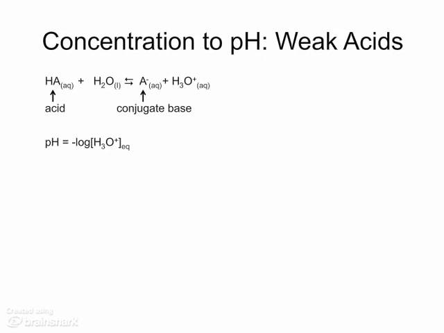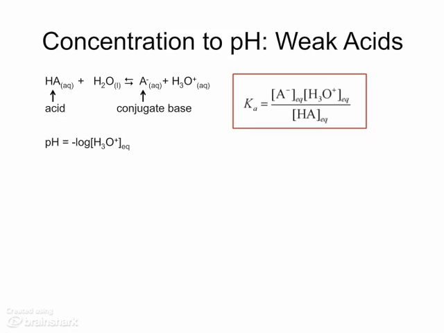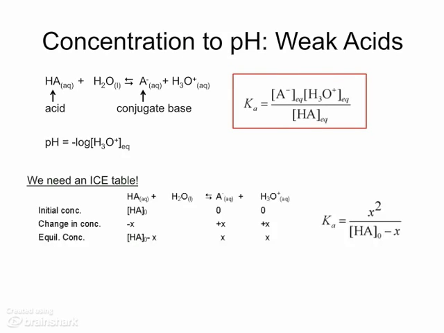We know that when we have a weak acid HA in water, it is in equilibrium with its conjugate base A- and H3O+. We also know that pH is given by the negative log of the equilibrium concentration of H3O+. We also know that Ka is the equilibrium constant for the acid, and it's defined by the ratio of products over reactants, so A- times H3O+ over HA.